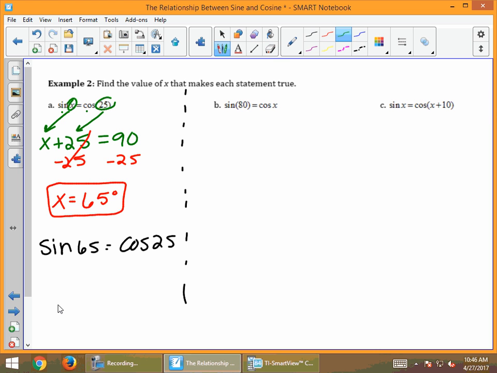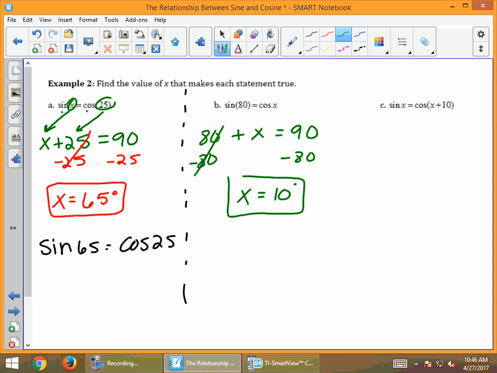If we take a look at B, the sine and cosine are equal. So we know those angles add to 90. So we're going to say 80 plus x equals 90. And then you just solve. To solve for x, you just move over the 80. Solve like a normal equation. 90 minus 80 is 10. So that other missing angle is 10 degrees.